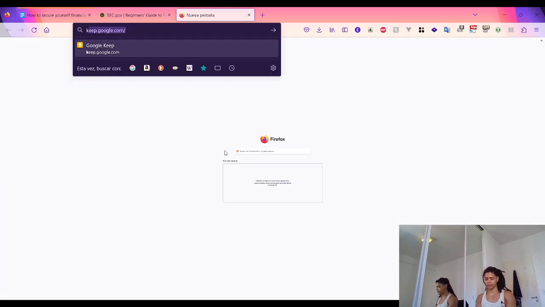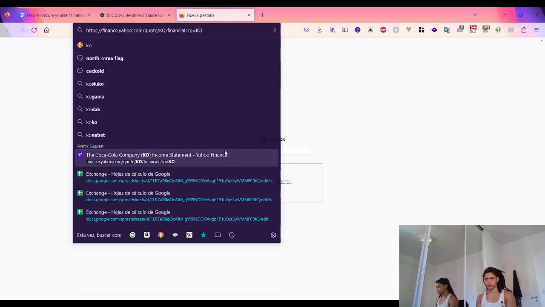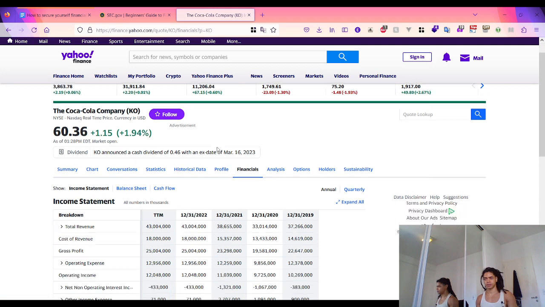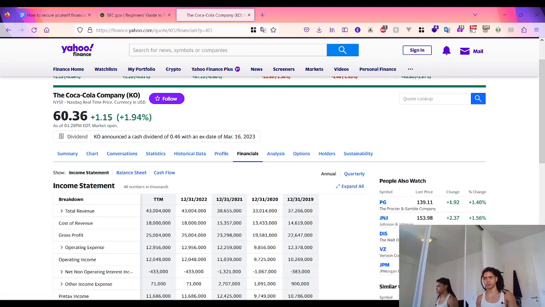So if you look here at the Coca-Cola cash flow statement, it's the first part of the cash flow statement here.